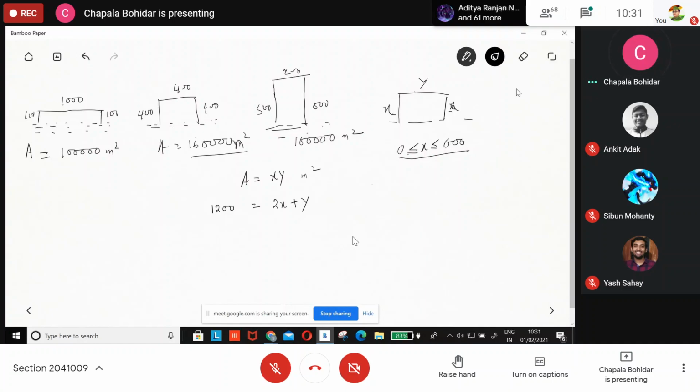Clear to all of you? If you take x equal to 600, more than 600 is not possible, because the farmer has 1200 meter of fencing. If you take x equal to 0, then we'll get the area equal to 0. Ma'am, then it must be less than. Yes, I'm going to that part. X should be less than 600. Yes, I'm going to that point now. Yes, ma'am.